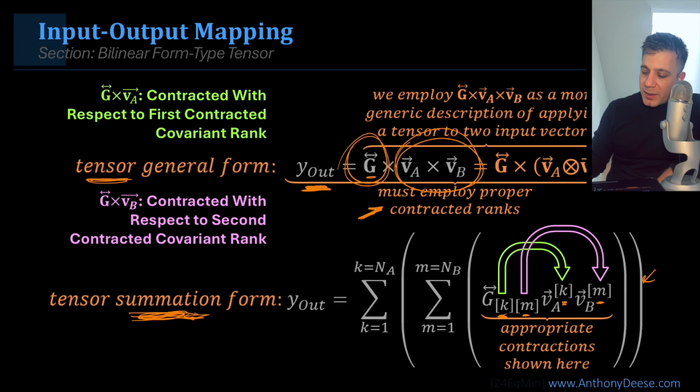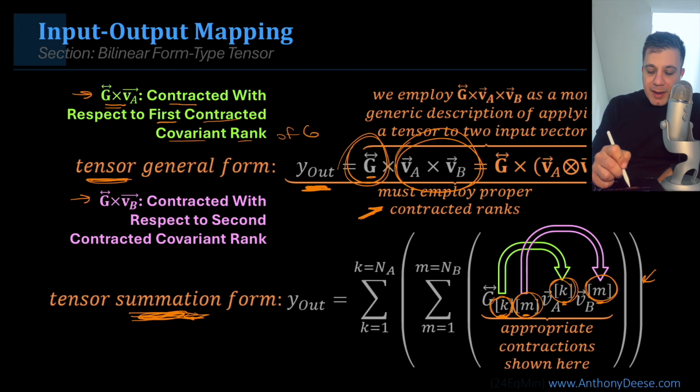So we see that there's a correlation between the contravariant index of VA and the first covariant index of G, and a relationship between the only contravariant index of VB and the second covariant rank of G. And that's what we're saying up here in the green and purple statements, right? G times VA indicates that we're contracting with respect to the first contracted covariant rank of G. And for the second product, or G times VB, it's contracted with respect to the second contracted covariant rank of G. You can see that down here, right? First contracted covariant rank of G, second contracted covariant rank of G.